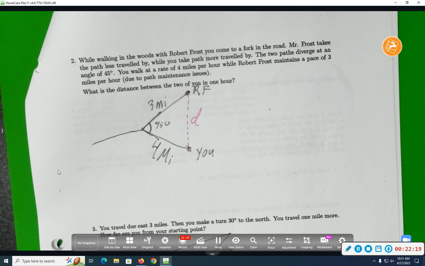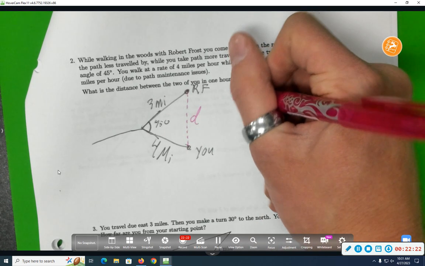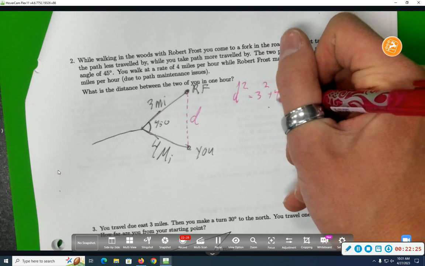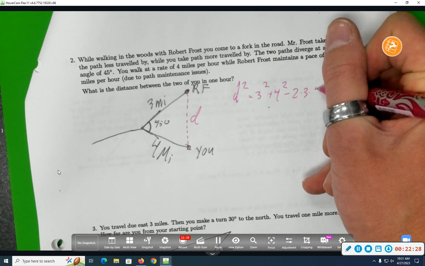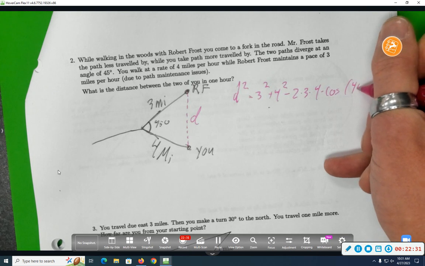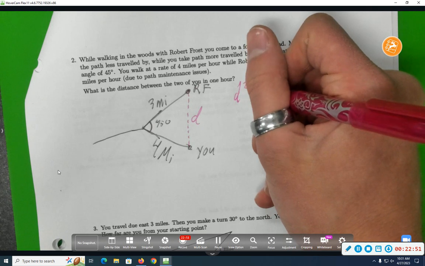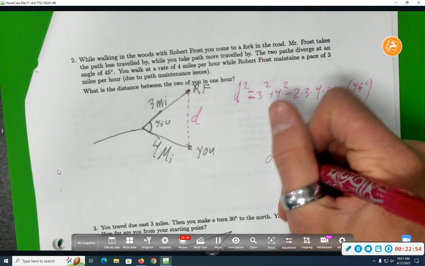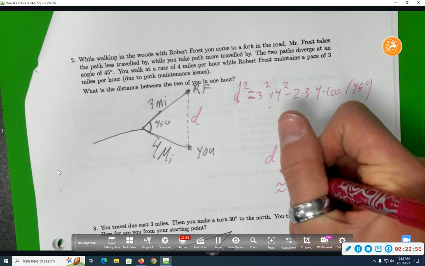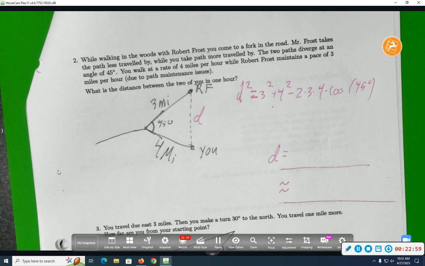D squared equals 3 squared plus 4 squared minus 2 times 3 times 4 times the cosine of 45 degrees. Nice. And you want to solve that for D. So the actual bit of algebra is trivial. Take the square root of both sides. But then I think there's a fair amount of simplification. So tell me what you get. The equal sign doesn't look enough like an equal sign. D equals, and is approximately. Let's see what we get.